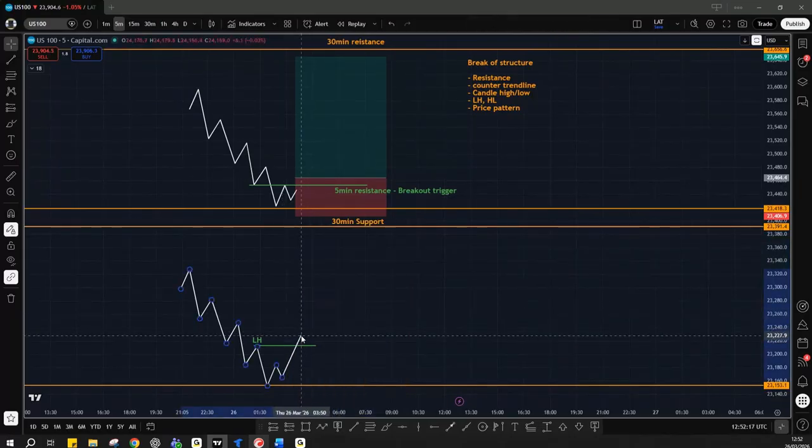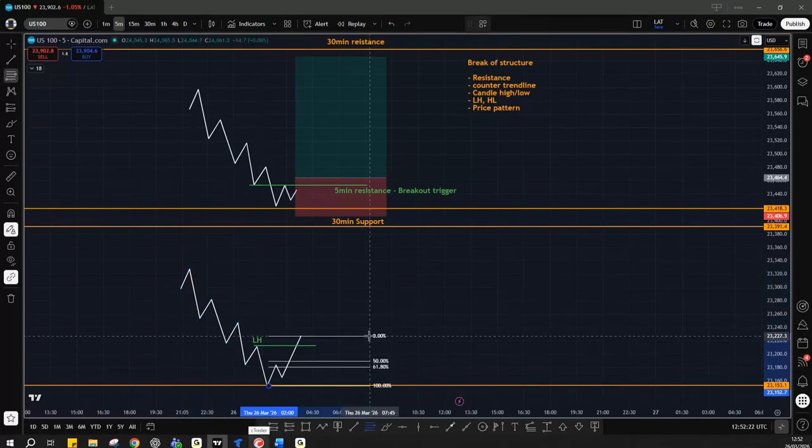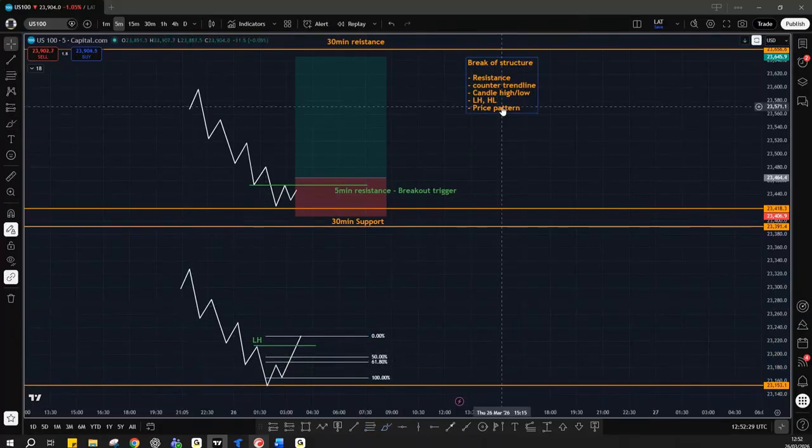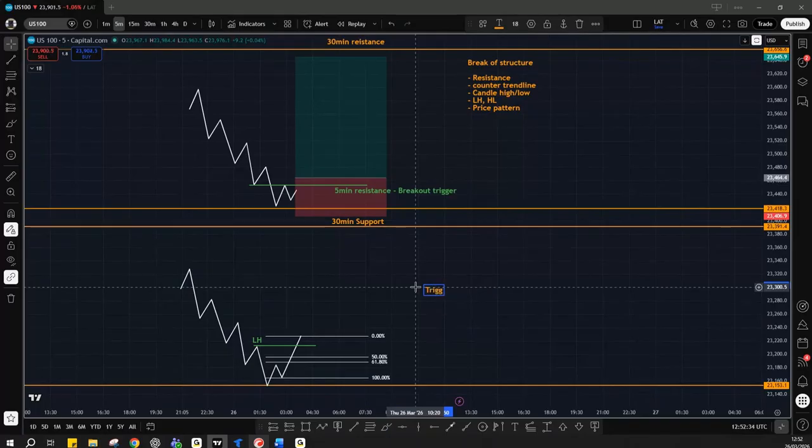I would be looking for the break above. Again, for some of us, we haven't gone through fibs yet. That's okay. And then I'd be looking for a pullback. So the trigger here is firstly break, counter trend, break a confirmed lower high or higher low, depending on the direction within the counter trend. This confirms end of trend.